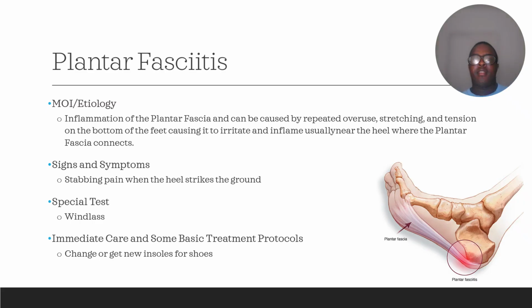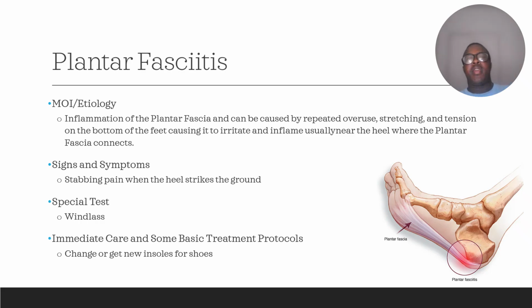Plantar fasciitis. This is inflammation in the plantar fascia. Right here is the plantar fascia, and around here where the heel is at is the plantar fasciitis, which is the inflammation of the plantar fascia, caused by repeated overuse, stretching, or tension of the bottom of the feet, causing it to irritate or inflame.